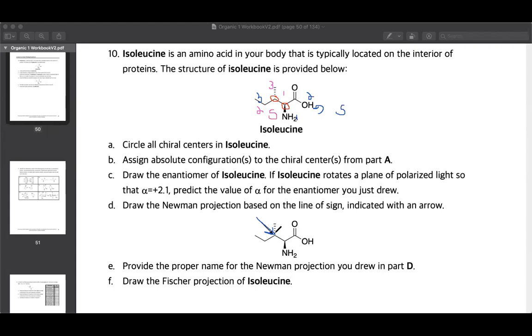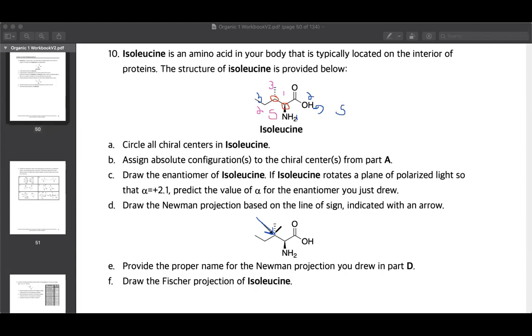Then on the back carbon, you have that carboxylic acid going directly up. You have the amino group coming down to my right, that's NH2. And then you have that hydrogen coming to your left. This is definitely going to be the Newman projection, okay?